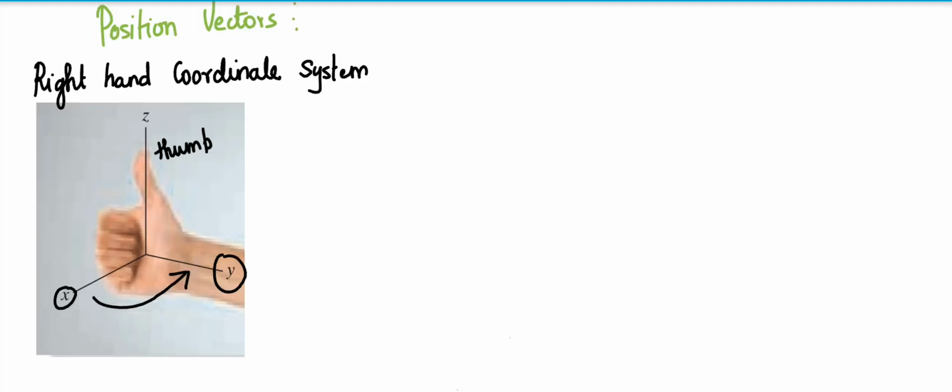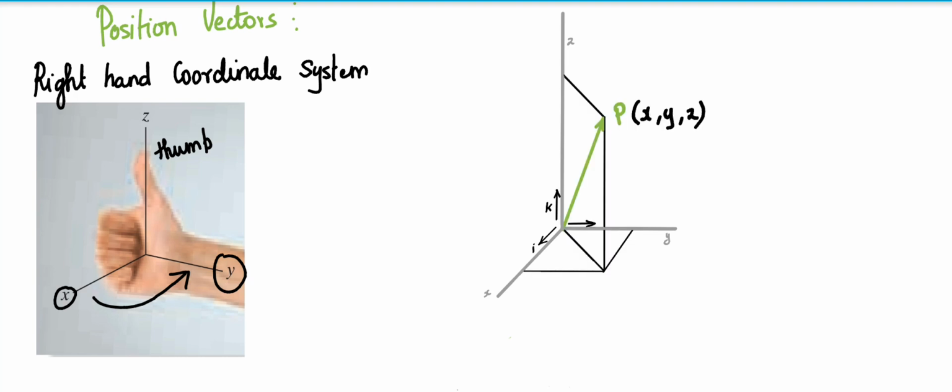So let's first see a position vector in 3 dimensions. For example, we represent a coordinate system, that is a right hand coordinate system. With this coordinate system we define the position of a point P. This is the right hand coordinate system. The thumb points along the Z direction, so as our right hand curls, it curls from X to Y. In such a way I can establish this coordinate system and the position of this point P.